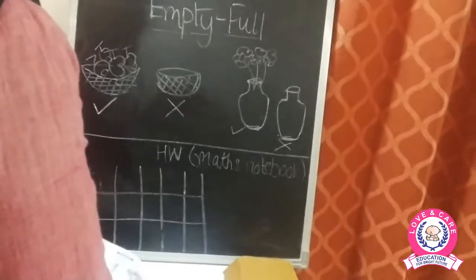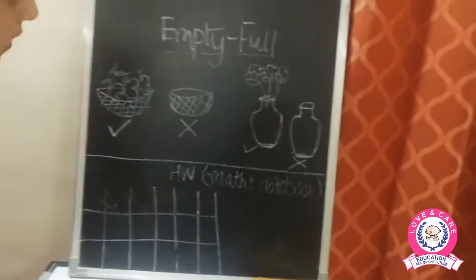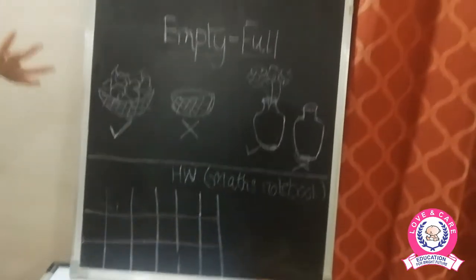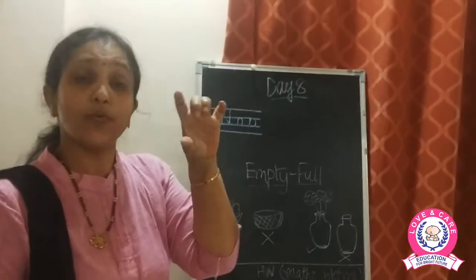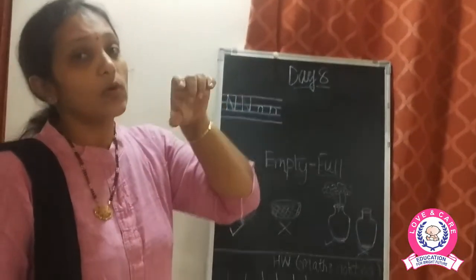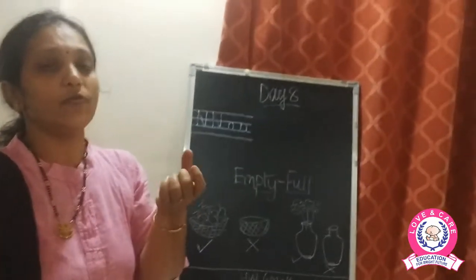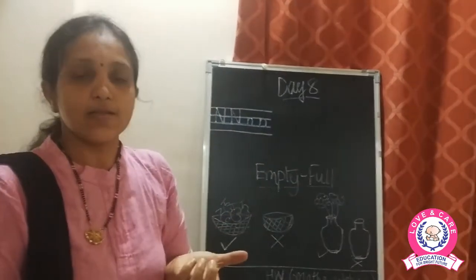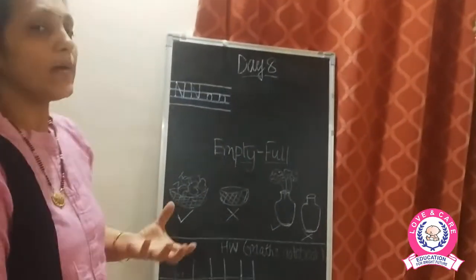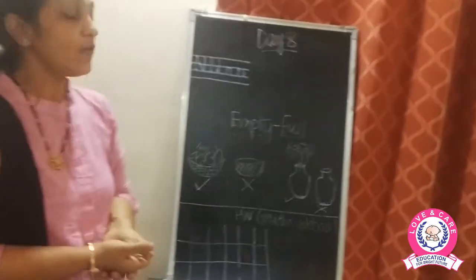Okay children, I hope you are clear with the concept of empty and full. And you can do this by seeing many things at your home. When you fill up the glass you say it's a full glass. When you drink the whole of the water and it is finished, you say this is an empty glass. So this is the way you compare and come to the concept of empty and full.